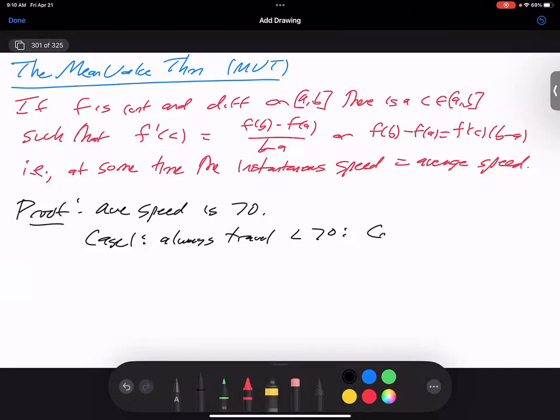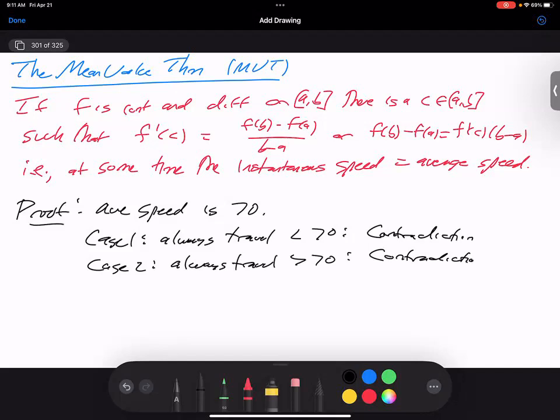What's the next case? So case 1, we're always traveling less than 70. What should case 2 be? Always 70. So we always travel greater than 70, also a contradiction. So we're in case 3.